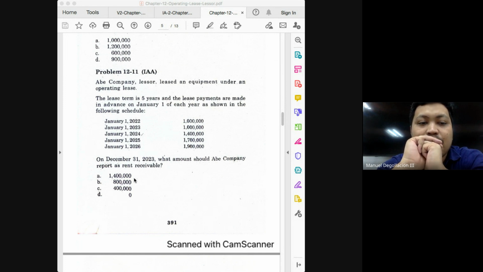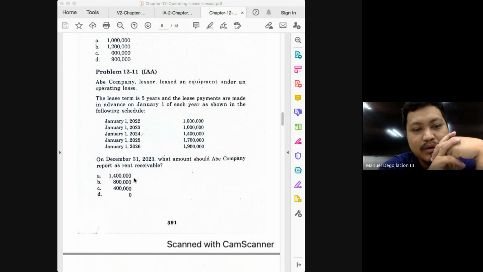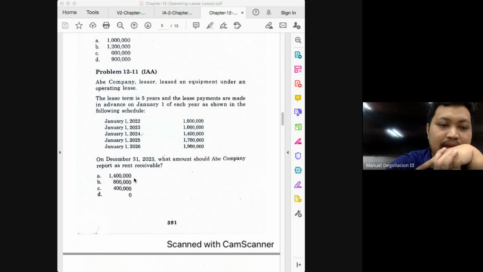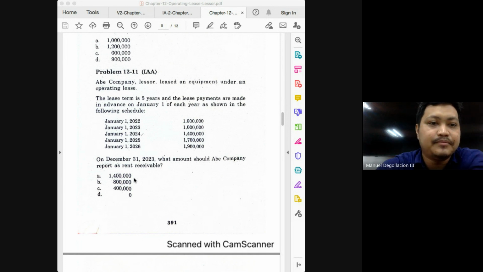Then what happened? We have a rental income of, how much was our annual rental income? 1,400,000. So 400,000 plus 1,400,000, that would be 1,800,000 minus the collection in 2023. How much was the collection in 2023? Another 1 million. So 1,800,000 minus 1 million. The receivable at the end of 2023 would be 800,000. And that would already be your answer.